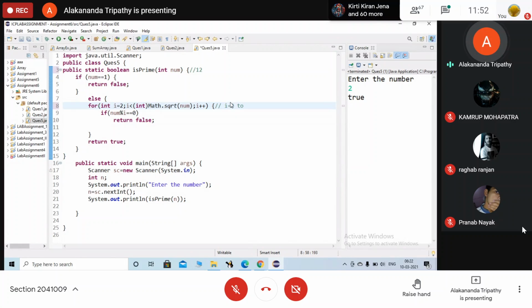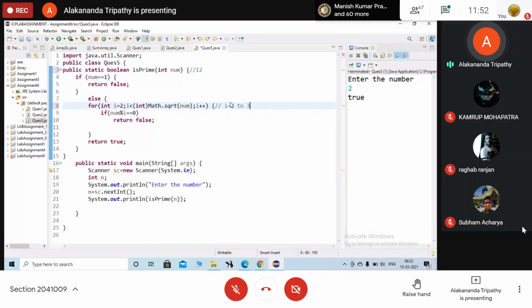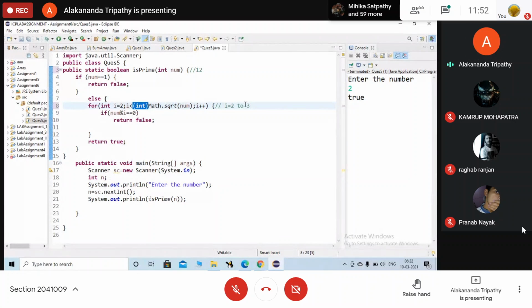math.sqrt(12) कितना होगा? It will be 3. Okay, बस एक ही नंबर चेक करेगा. So now here math.sqrt of the number, square root of 12, it will be 3 point something. लेकिन तुम लोग यहाँ पर क्या किया? टाइप कास्टिंग करे हो int. So it will go to 3, so i value is 2. यहाँ पर 2 is less than 3. My condition here is true. As the condition here is true, it is going to check.